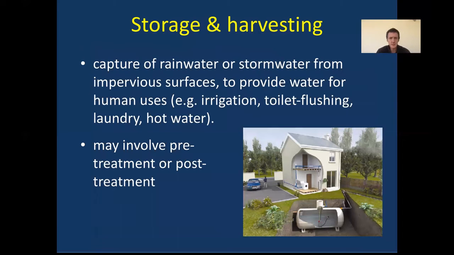Storage and harvesting. This is where we capture rainwater or stormwater from impervious surfaces to provide water for human uses. Might be irrigation, toilet flushing, laundry, hot water, or in many situations we might go the whole way, providing treatment using appropriate filtration and then UV disinfection, for example. And that can be done in a whole range of ways. We can use that water then to provide, you know, irrigation to keep the urban landscape green, etc.